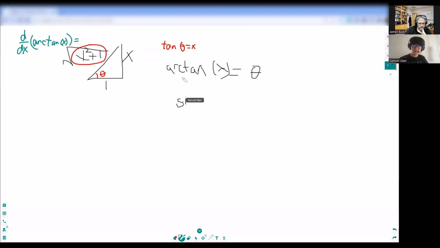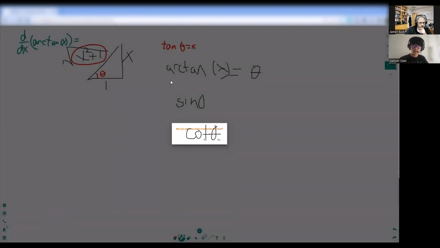What would that be? It should be cotangent of negative. Wait, would it be negative? No. Don't go cotangent. Go ahead and scroll back up. What did we do up here?